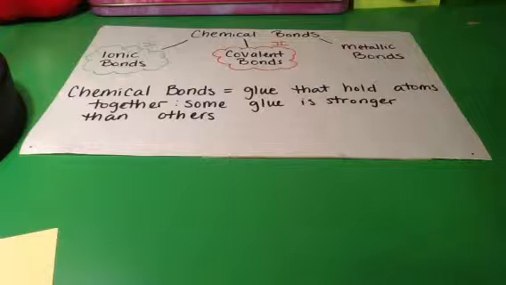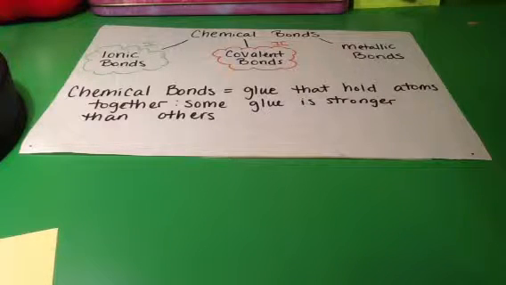Hi guys, today we're going to talk about chemical bonds, specifically ionic and covalent bonds. Metallic bonds are more advanced high school and college level chemistry, so we're going to look at these two. We're going to split it into two videos. The first one is ionic bonds, and the second one will be the covalent bonds. That'll be really short.